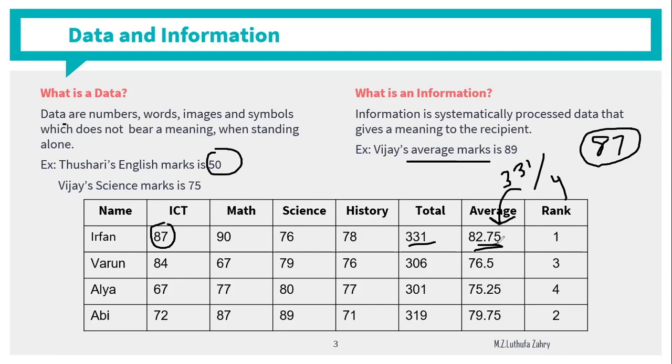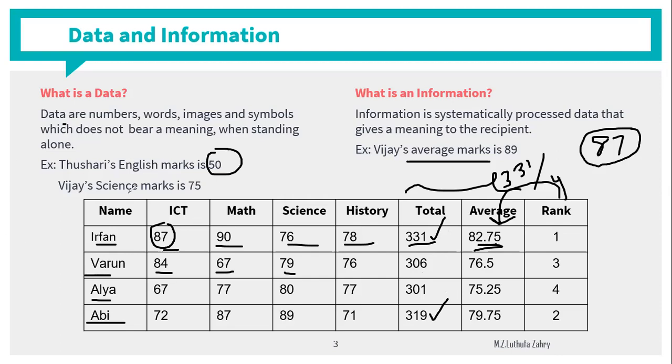Processed data is information, which gives a meaning to the recipient, the receiver or user who gets something meaningful from it. So here, if you just give a name, Irfan, that is data. His marks, like ICT 87, 90 and so on, are just data because they're not processed. All their marks are data. But when you add totals, find the average and find the rank, these three are information because they give you a meaning. The total, because you have added everything, shows this one taking the higher rank and this one the second. So you can come to a conclusion with that.